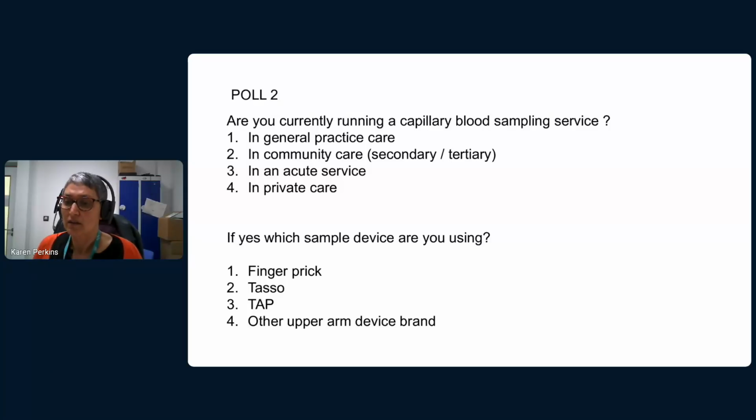And then, which sample device? Most people, as I expected, are using a finger prick sample device because that is the cheapest option and the easiest option. However, it's probably the most painful option out of all the capillary sampling devices. And the rest are kind of split between other upper arm devices, TAP and Tasso. So there's a good spread there. That's really interesting. Thank you for that.